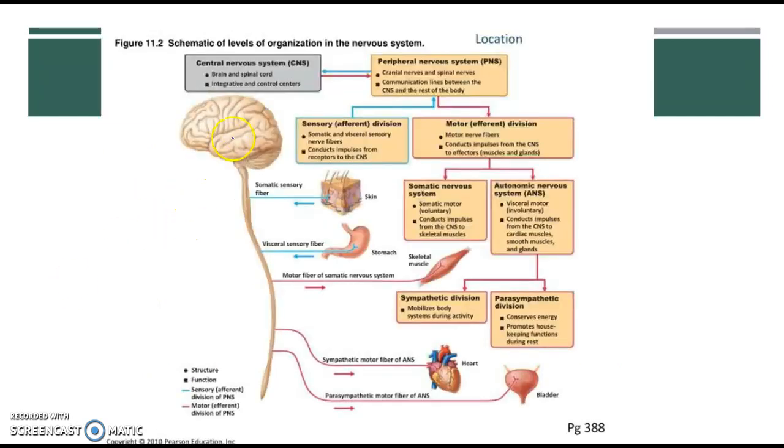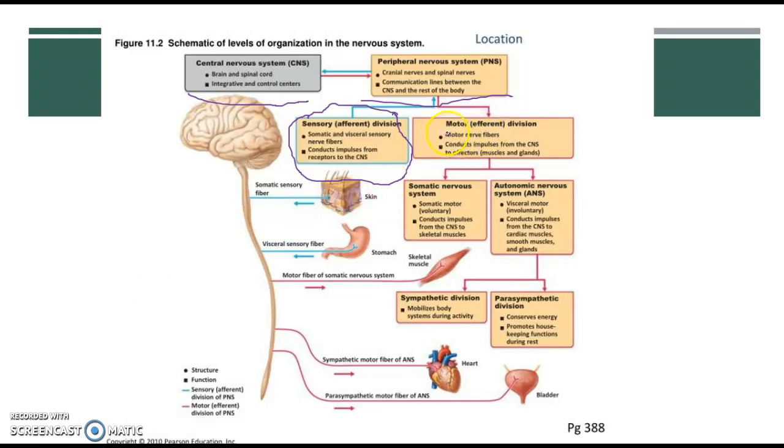So far we've broken it down into our structural divisions, central and peripheral. Then we started to break it down into our sensory division, which is going to send impulses to the brain and spinal cord. This is a great chart to come back and look at when studying for this because it really does give you all of this information.